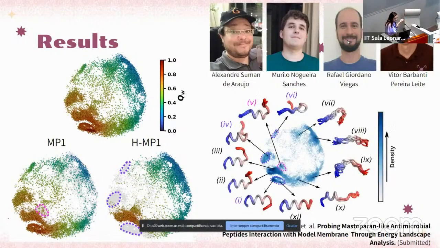Here you can see it colored by density, so not each dot being a structure, but the density of the dots, and how the backbone of the peptide is folded in each of the signature populations of the projection. The purple circled ones are the ones that only MP1 populates, in which the more central part of the peptide remains folded.